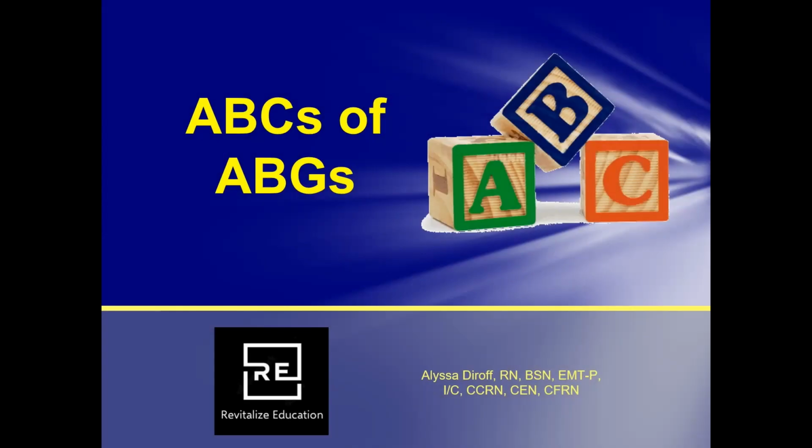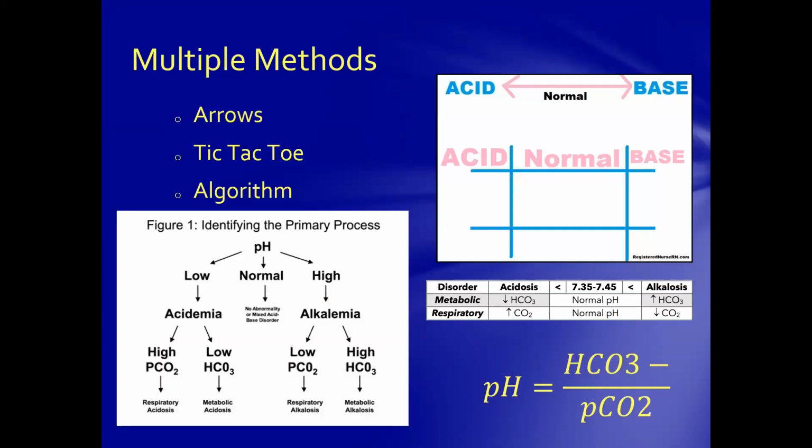Welcome to Revitalize Education. Today we're going to be talking about the ABCs of ABGs, better known as arterial blood gases. There are multiple methods to determine the name of an arterial blood gas. You can use the arrow method, a tic-tac-toe method, or an algorithm method such as the one seen below. However, today we're going to be focusing mainly on the Henderson-Hasselbalch equation seen in the corner.